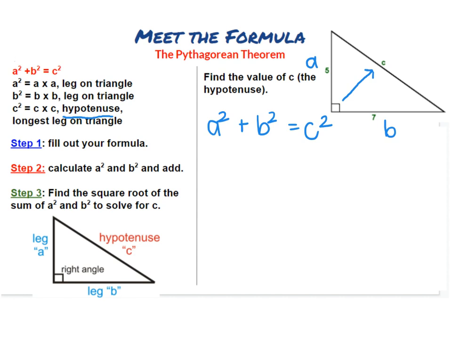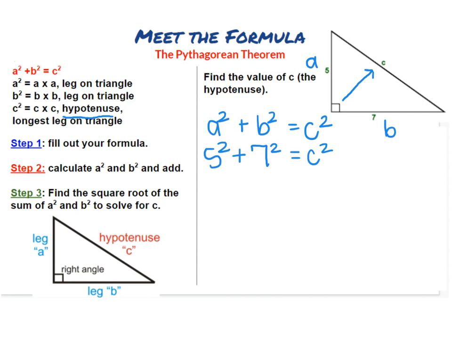Now that we have our formula written out, let's go ahead and fill it in. So a squared would be 5 squared, b squared would be 7 squared, and c squared is still unknown. 5 squared plus 7 squared is equal to c squared after filling it out. So now we can go on to step 2.